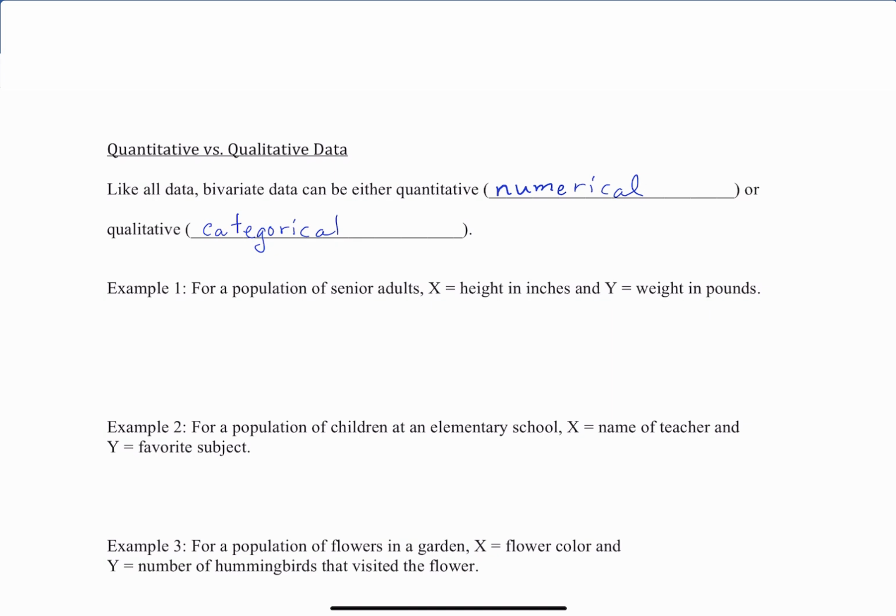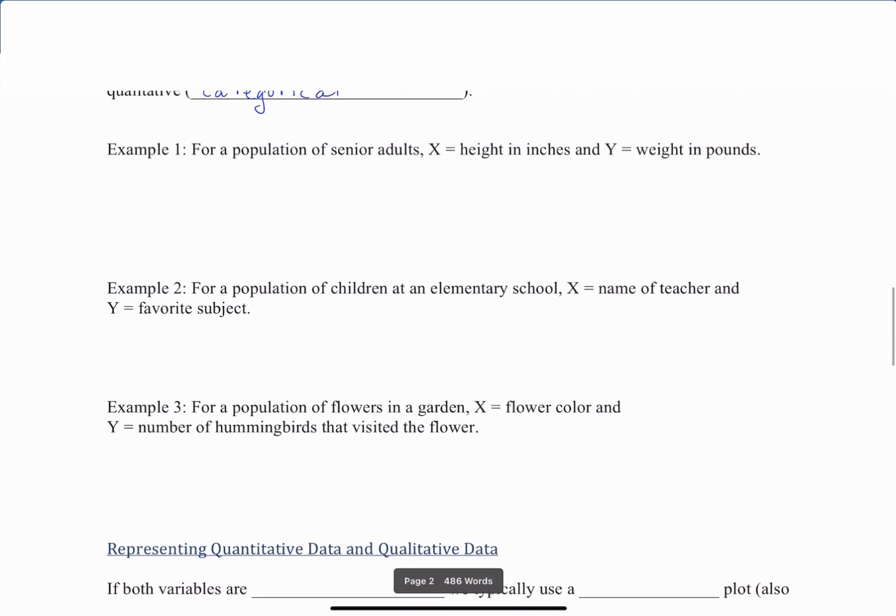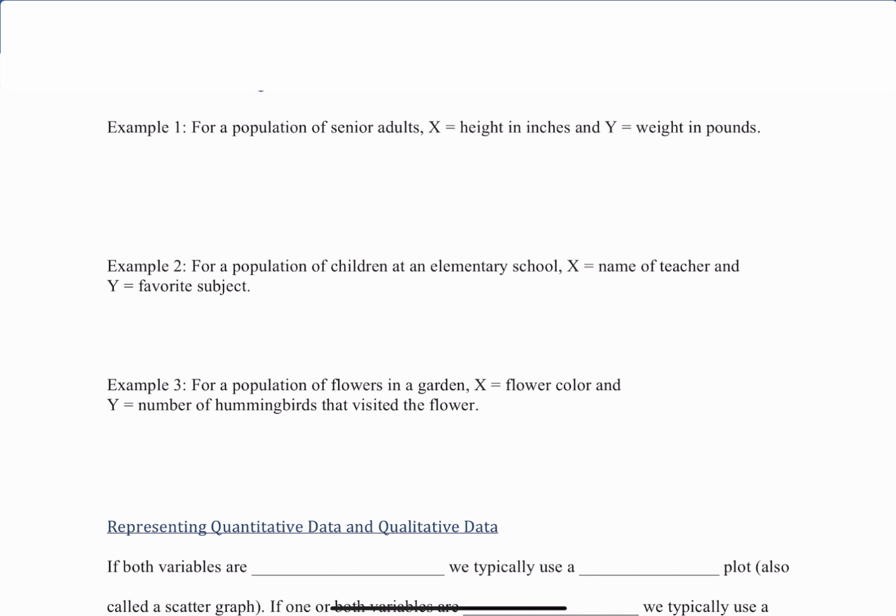To see a few examples of this in the bivariate context, for a population of senior adults, the variable x gives height in inches and the variable y measures weight in pounds. These are both numerical, and it makes sense to think of them as numbers. It makes sense to ask who has the larger height or who has the smaller weight. So these are both quantitative.